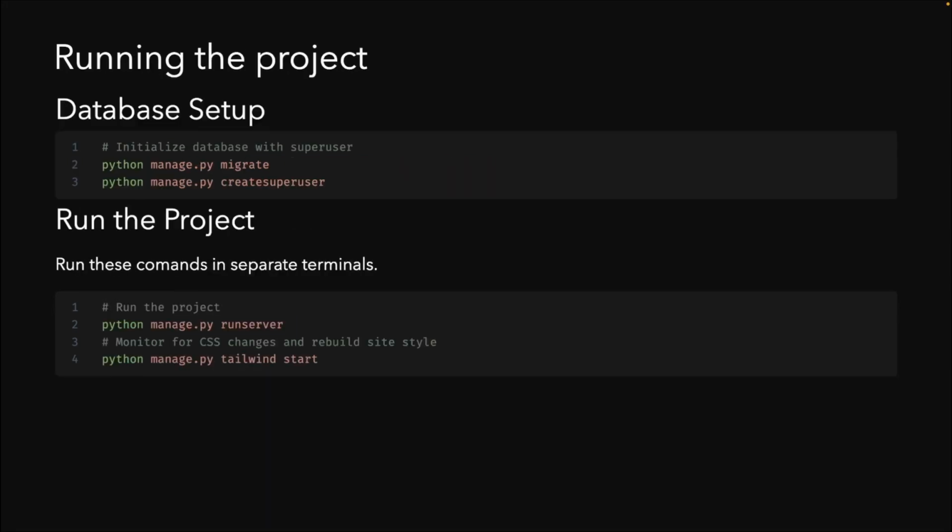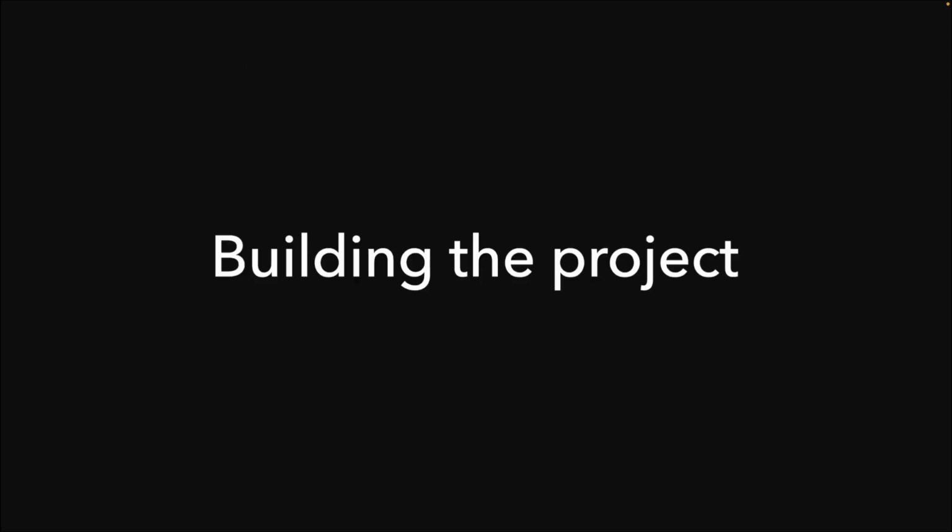Now we'll prepare to run the project. We'll apply our migrations so that it will create the database tables necessary to run Wagtail. Create a superuser so you can log in and manage the content. In order to run the project, we'll need to run the server and Tailwind start in separate terminals. Now onward to see how the project is built.